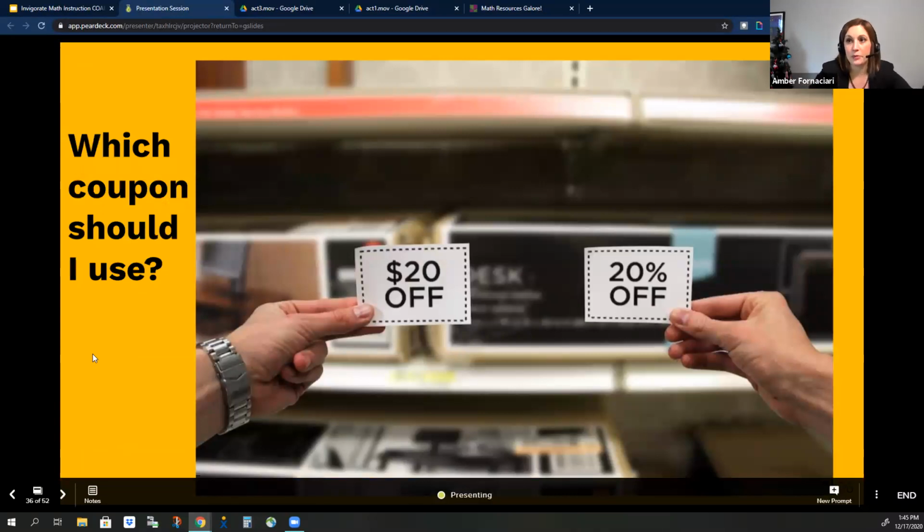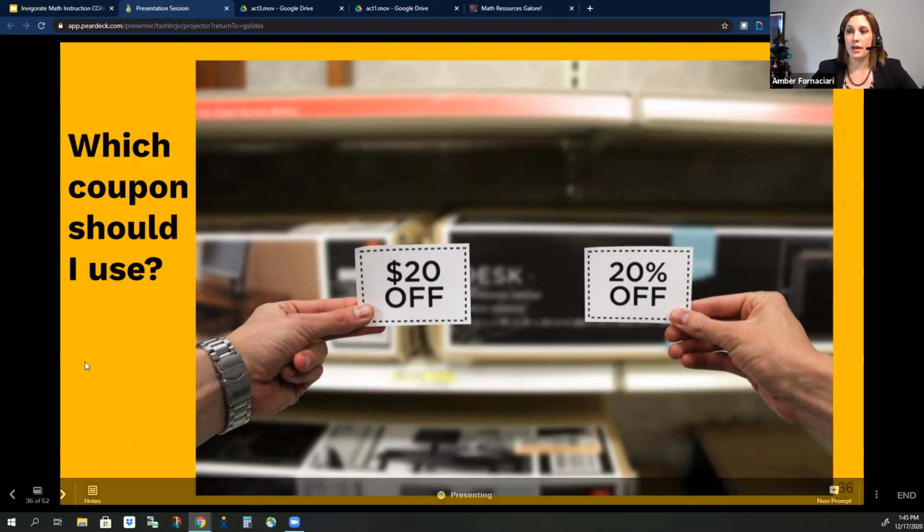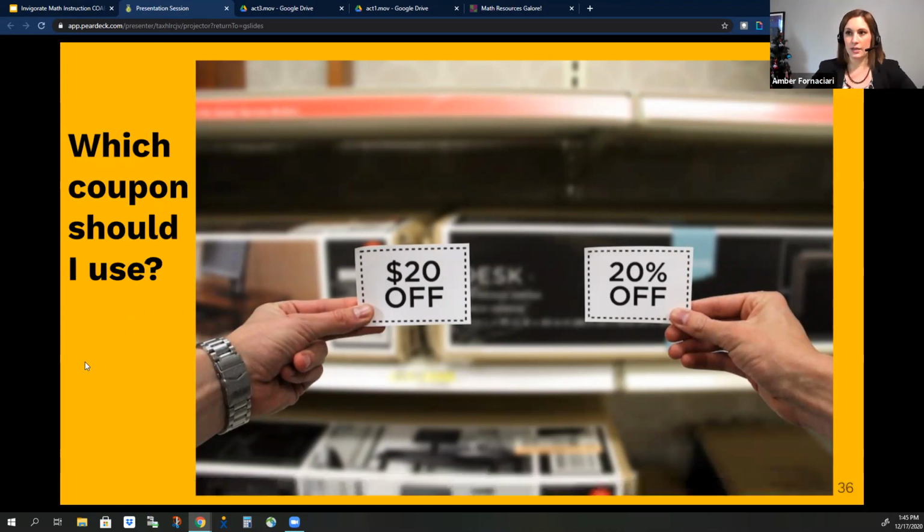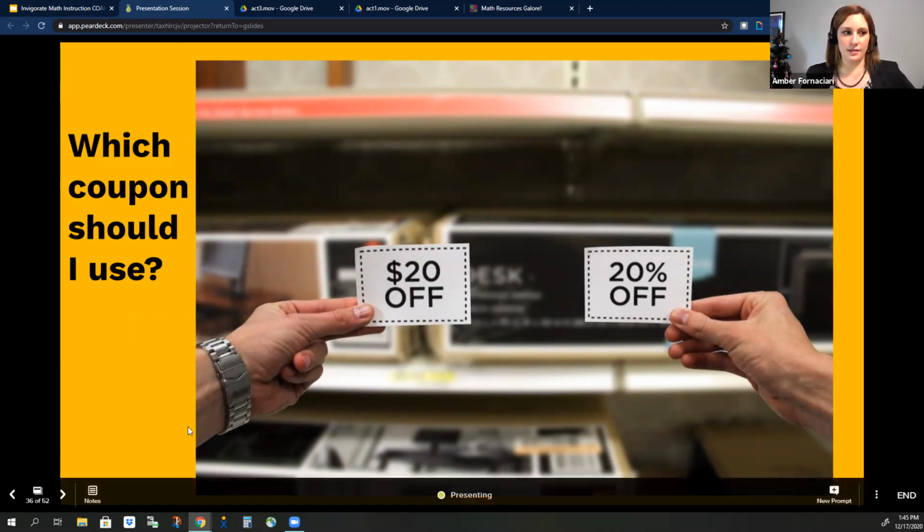Here's another example of a 3-act math task. And this one is a different topic, right? This is percentages and coupons. Very relevant, especially in the season that we are in. Which coupon should I use? $20 off or 20% off?